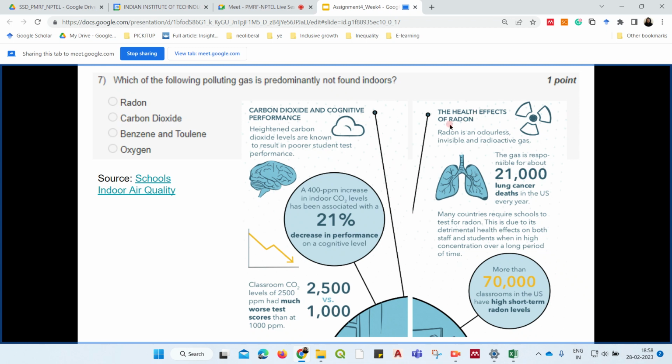The next gas which this study discusses is radon. So what it says is radon is an odorless and invisible but radioactive gas, and it is responsible for about 21,000 lung cancer deaths in the United States. So you see from this also that radon is another polluting gas which is found indoors, and many countries all over the world require schools to test for radon before it is suitable to be occupied by students.